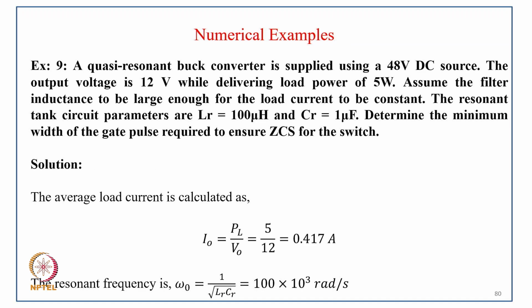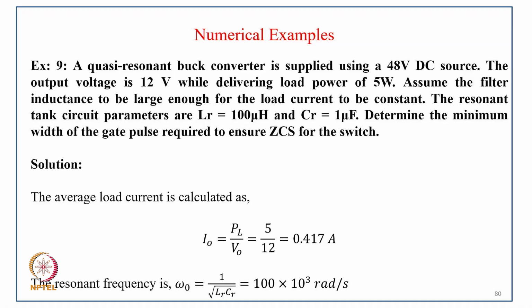So coming to example 9, a Cauchy resonant buck converter is supplied using a 48 volt DC source. The output voltage is 12 volt while delivering load power of 5 watt. Assume the filter inductance to be large enough for the load current to be constant, and resonant tank circuit parameters LR equal to 100 microhenry, CR equal to 1 microfarad. Determine the minimum width of the gate pulse required to ensure ZCS for the switch.